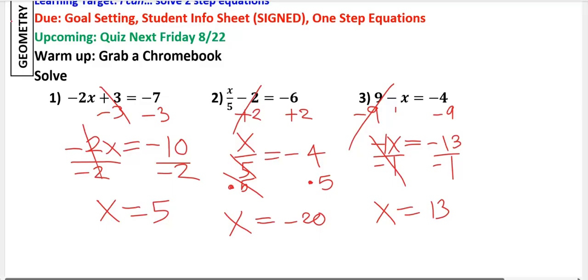Go ahead and work on finishing yesterday's assignment. And because we have reintroduced and reviewed two-step equations, I'm going to give you a two-step equations assignment for when you're finished with that one-step equation assignment. Okay? All right, here we go.